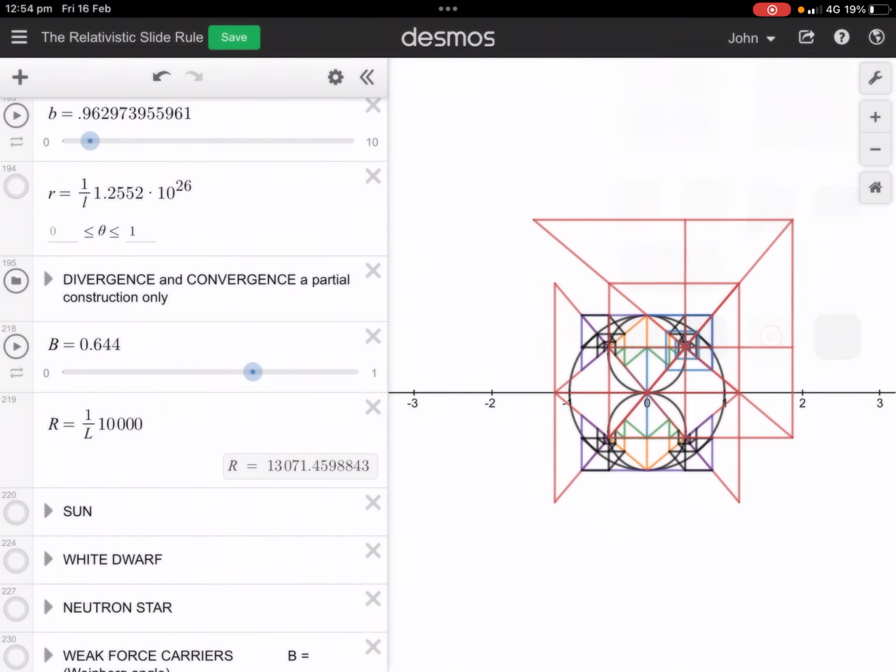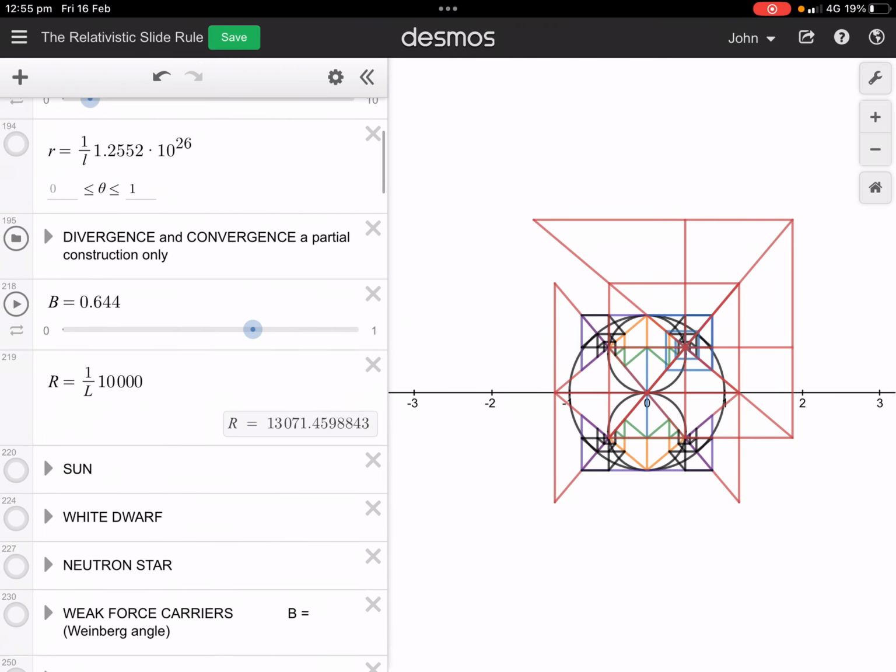Okay, I'm going to try and do a complete the cosmological side of things, and also I'm going to throw in the weak force carrier. Anyway, I'm going to start with the sun, but before I do that, I just want to show that I've continued on constructing the relativistic slide rule, so that just with a quarter of the section only, and only partially reconstructed it, so it goes out to infinity basically.